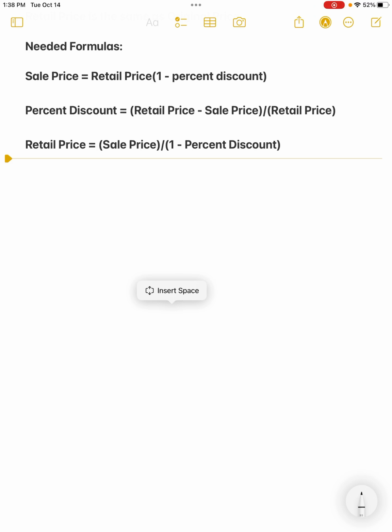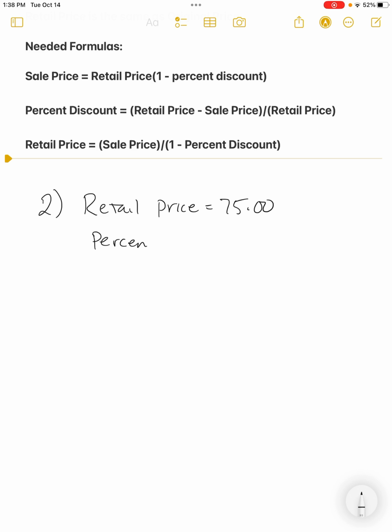So let's take a look at an example. Here is number 2 from the 6.2 homework. It says the retail price is $75. Sorry, my eyes went up to the wrong one. Then it says the percent discount is 65%. So something's on a massive sale, it's 65% off. And they want us to find the sale price.